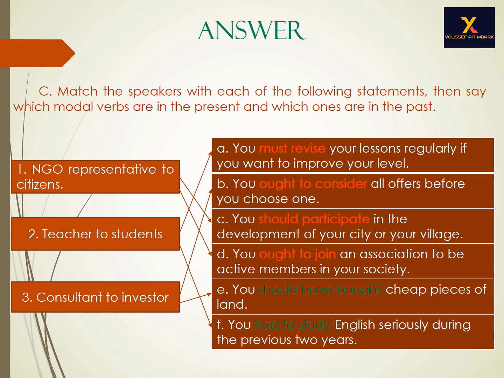Another possible answer is E. You should have bought cheap pieces of land. We have here should plus have plus past participle, which means that the tense here is the past. We use a modal plus have plus past participle. The meaning or the tense of the sentence is in the past.